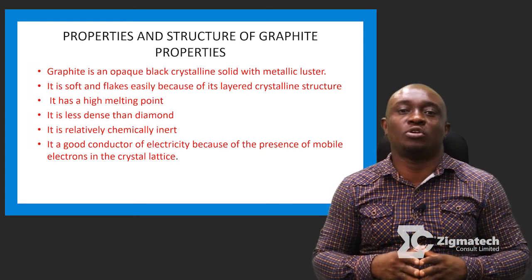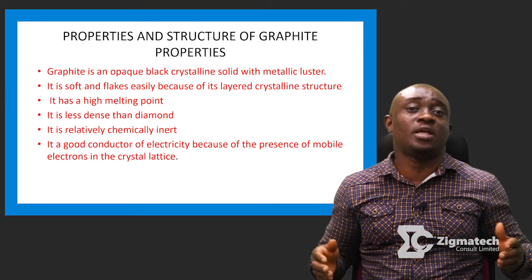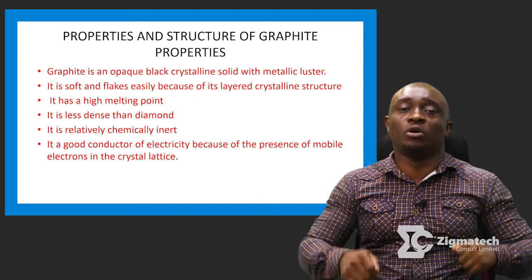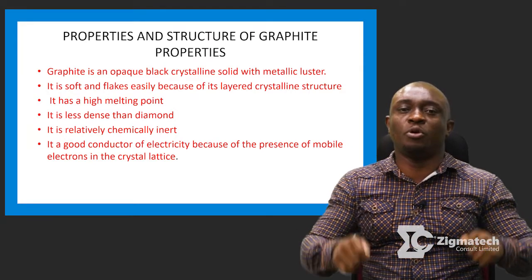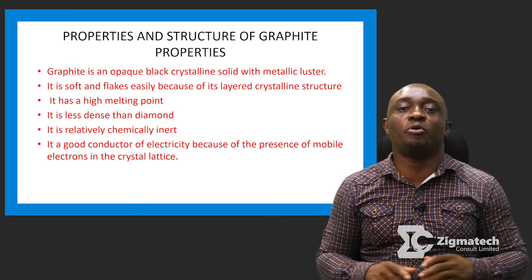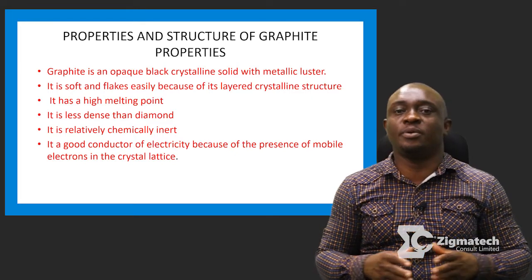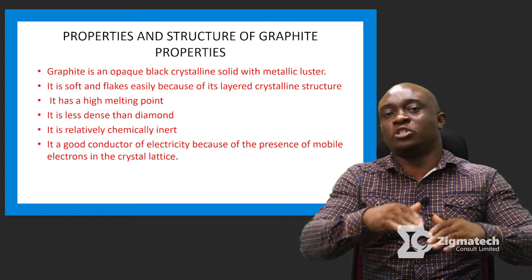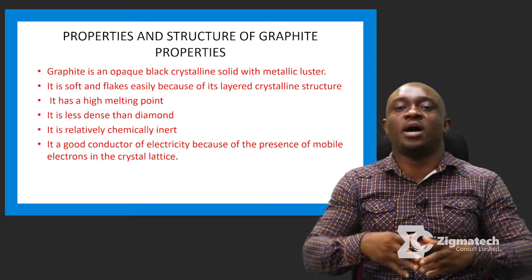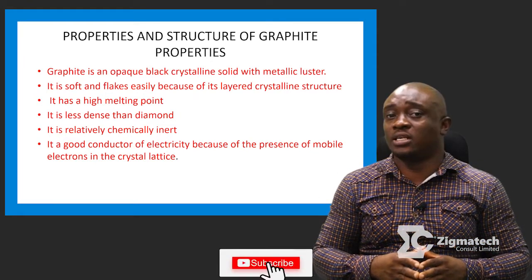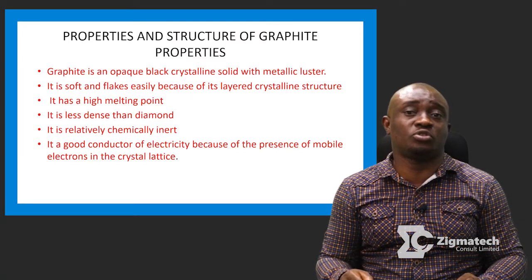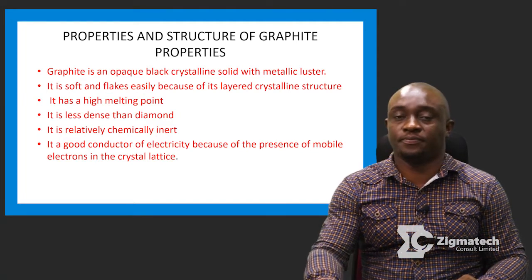Then it is a good conductor of electricity. That is the only thing that differentiates it from diamond, which is a non-metallic material. It's one of the allotropes of carbon, and carbon is a non-metallic material, but graphite has the ability to conduct electricity because of the presence of mobile electrons in the crystal lattice. Remember, carbon bonds with another element, but in between the layers of graphite you see the van der Waals force that makes it have mobile electrons in the crystal lattice, and that is the edge that graphite has over diamond when it comes to conduction of electricity. So it's a good conductor of electricity.